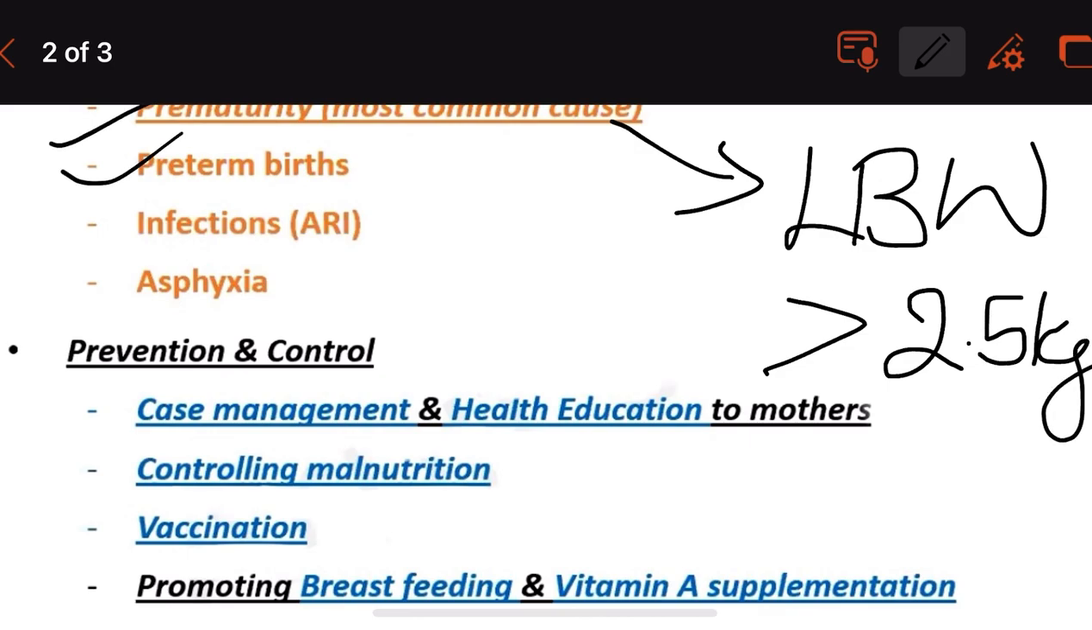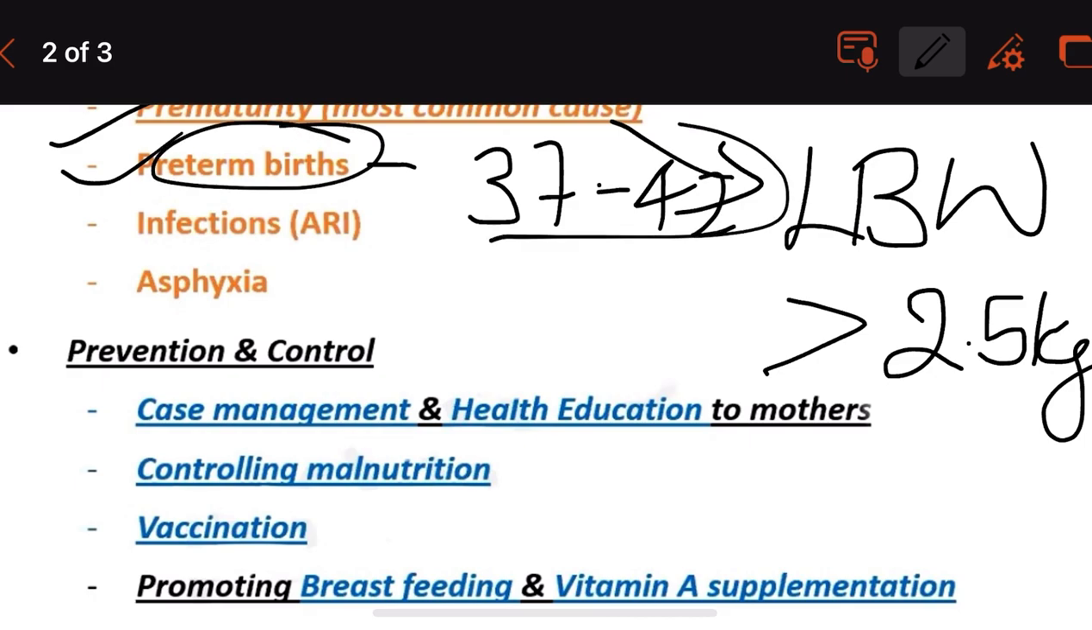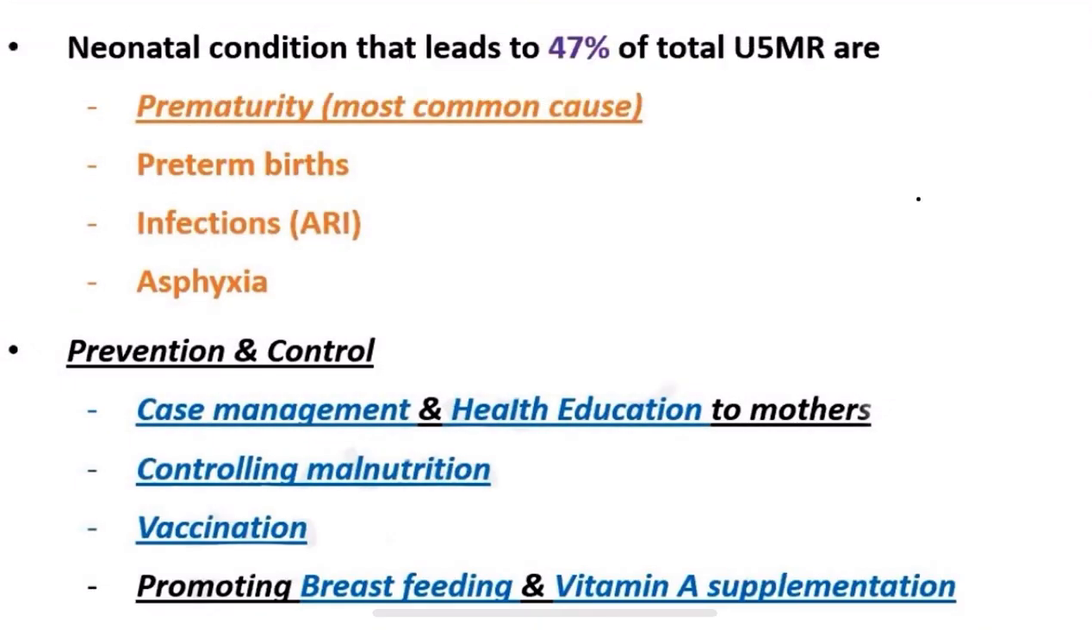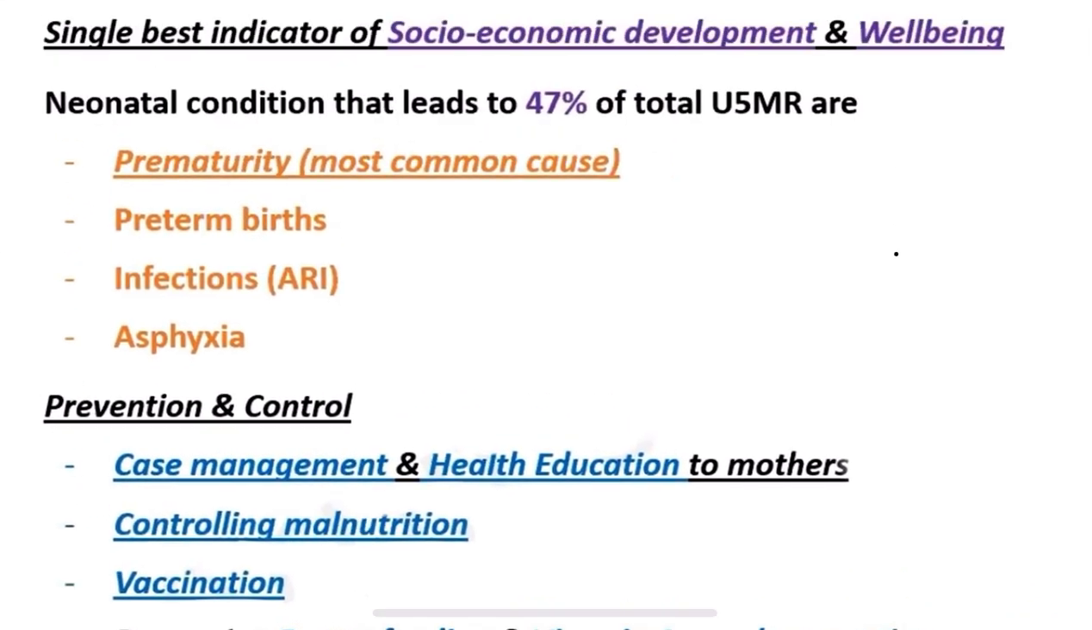And the preterm births. Normal term is 37 to 42 weeks, and a baby born before the completed term is a preterm baby. Also, babies having certain infections, that is acute respiratory infections like pneumonia and influenza. Then asphyxia is another cause for neonatal deaths, where enough oxygen exchange is not occurring, leading to the death of the baby. Next we have the prevention and control.